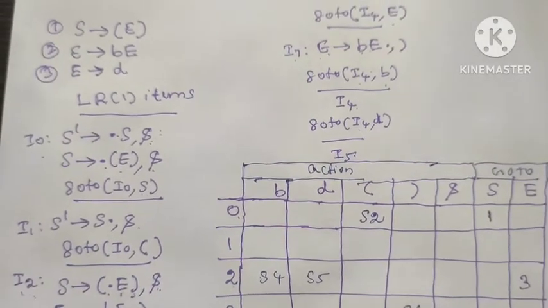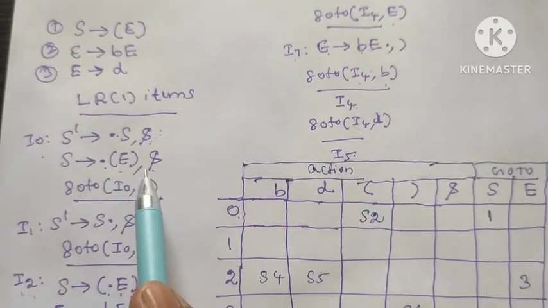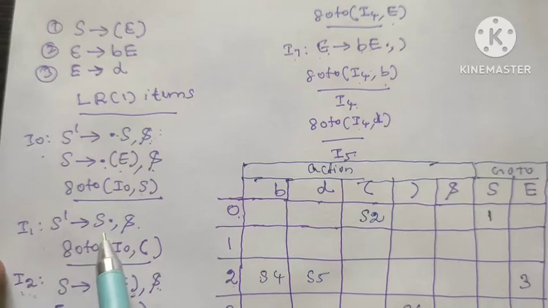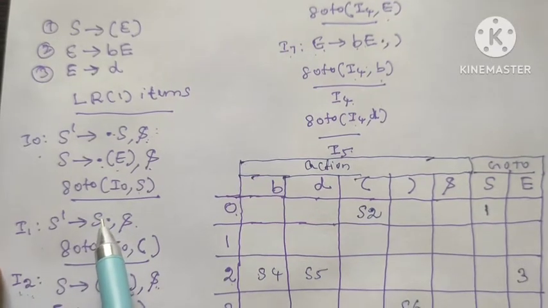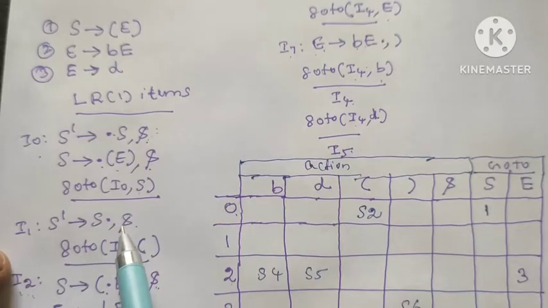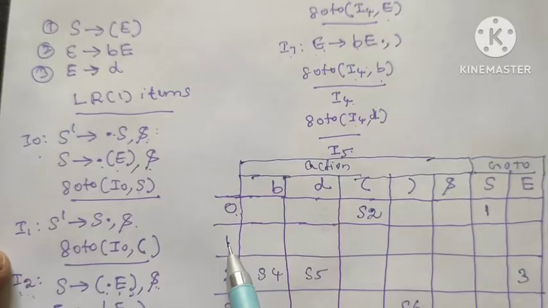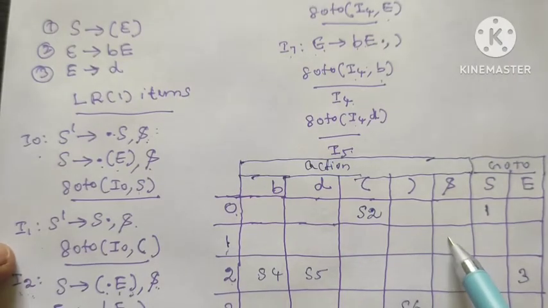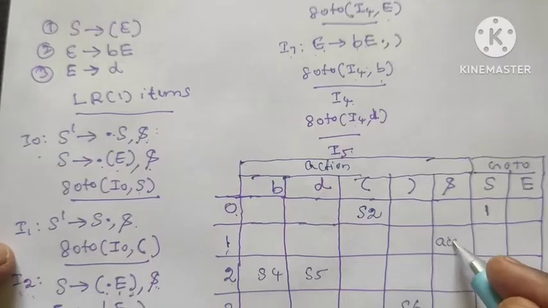In item set 0 we cannot see a dot at the end of the production, but in I1 we see a dot at the end. So what is the lookahead symbol? It is dollar. In item set 1, this is an augmented grammar. Augmented grammar means we have introduced a new symbol called S dash. In item set 1 where dollar is, write that as accepted, ACC.